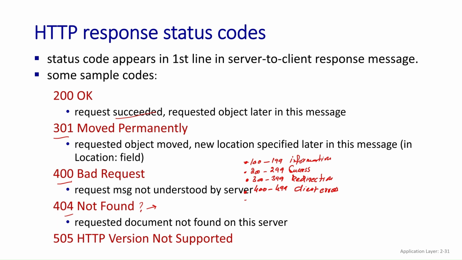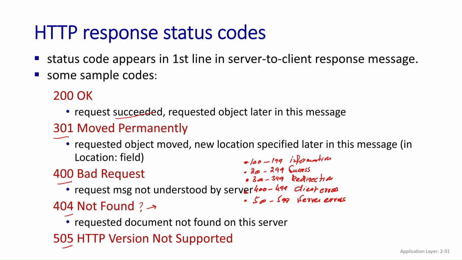And similarly, from 500 to 599, these codes represent server errors. For example, 505 tells that this version is not supported by the web server. So in the response we can have different codes, and then a status phrase, or status description, telling me what it means.